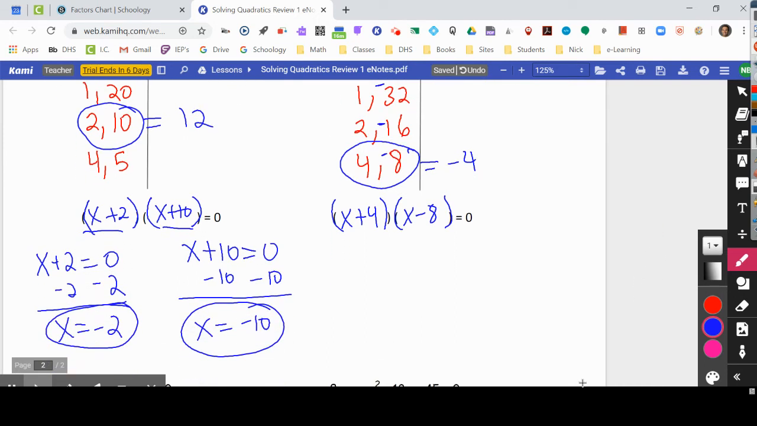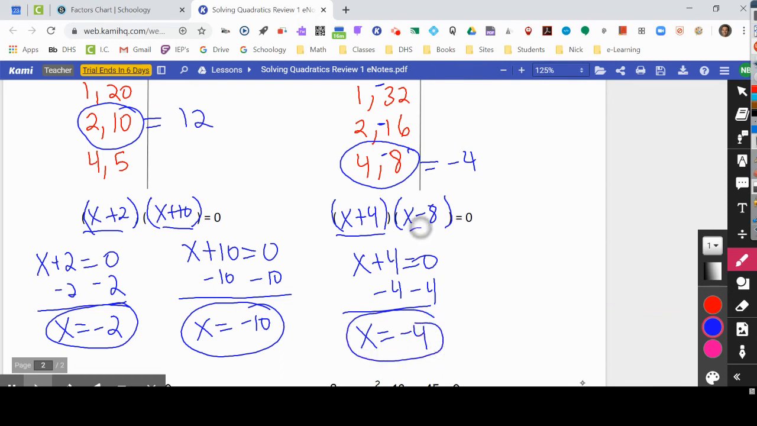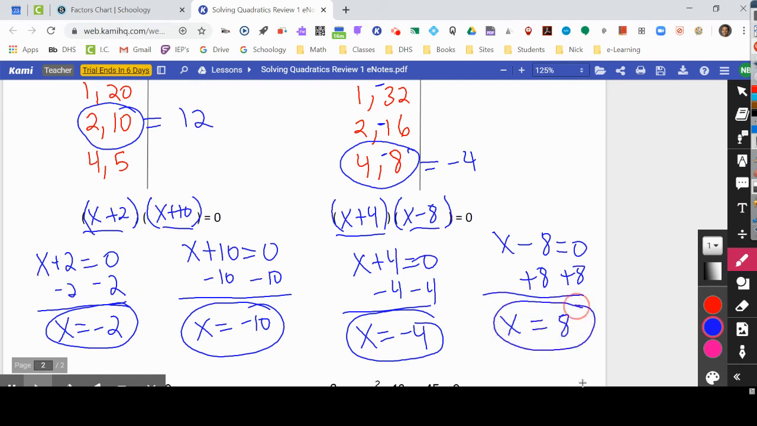Now we can say that x plus 4 is equal to 0. To solve this, we subtract 4 and get x is equal to negative 4. This is my one solution. Now I'm going to do the same thing with x minus 8 is equal to 0. I add 8 to both sides, and now I get x is equal to positive 8. So those are my two solutions here: x is negative 4 and x is positive 8.